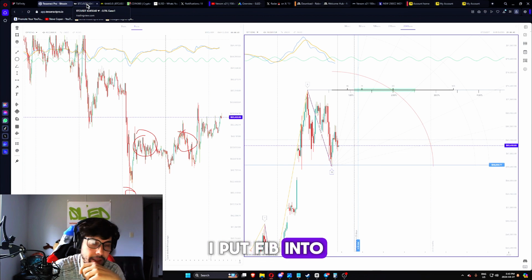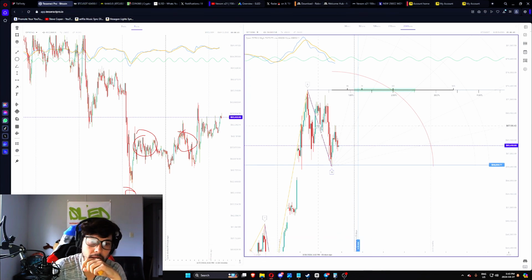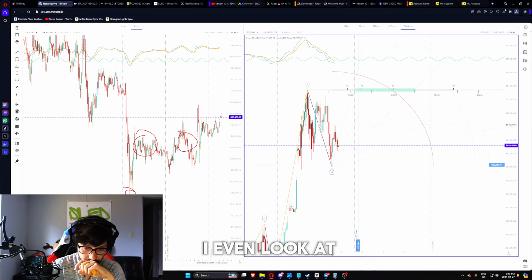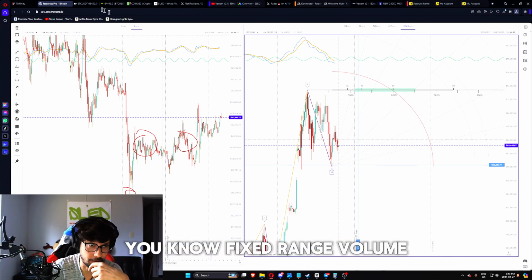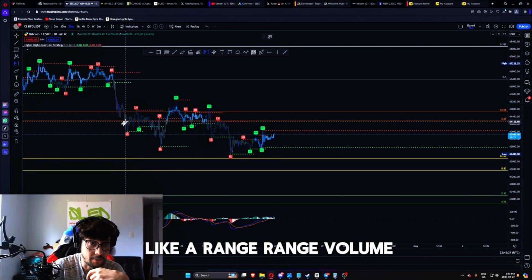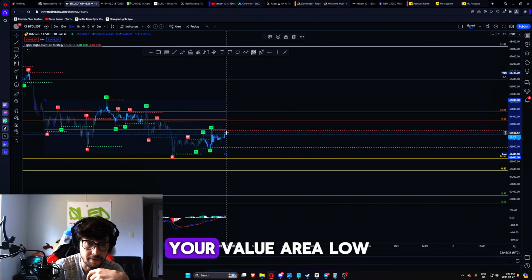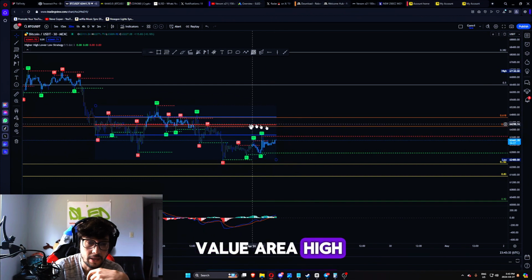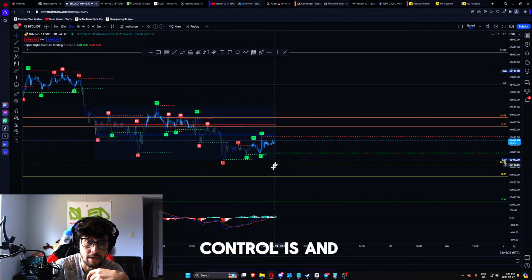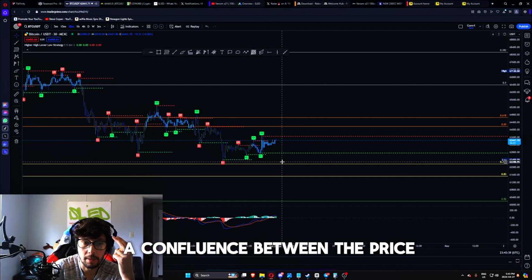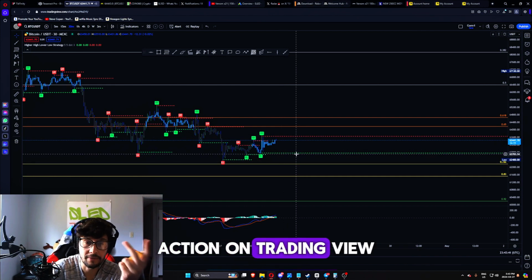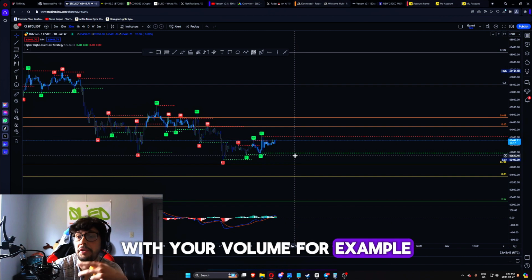I put fib into it. I draw fib channels. I do market structure. I even look at volume sometimes, fixed range volume. You can check ranges, like a range volume. You can see where your value area low, value area high, where your point of control is, and see if there's a confluence between the price action on TradingView with your volume, for example, and your turning point, right?